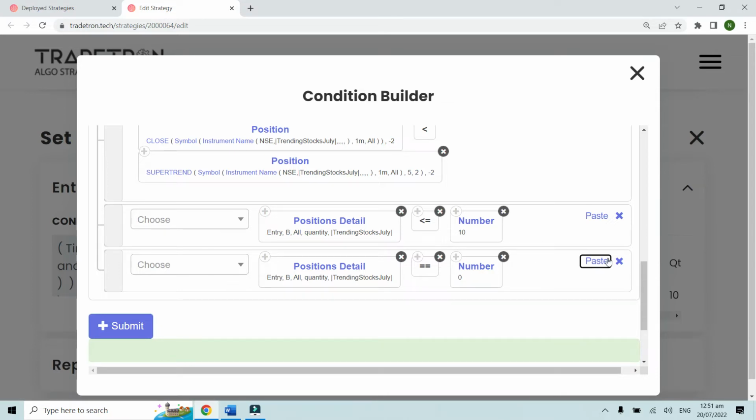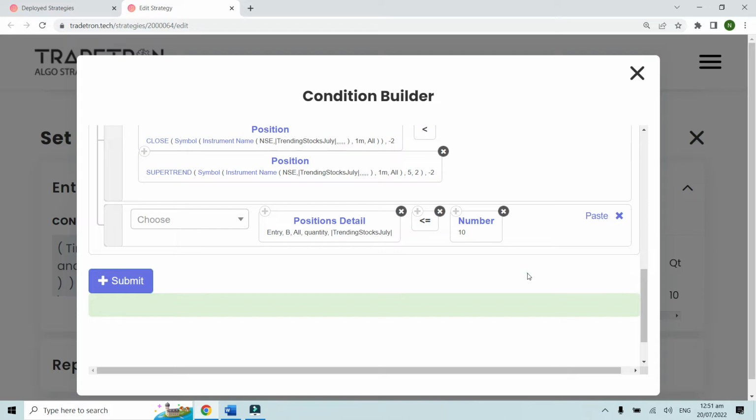In this case, since we have to enter two times during the day and the total quantity that we are trading in positions detail is 10 shares, that's the reason why we are using this particular formula. Always remember this number is equal to the number of shares you are trading. If you are trading 100 shares in each stock, then the number will be 100 for two times entry.